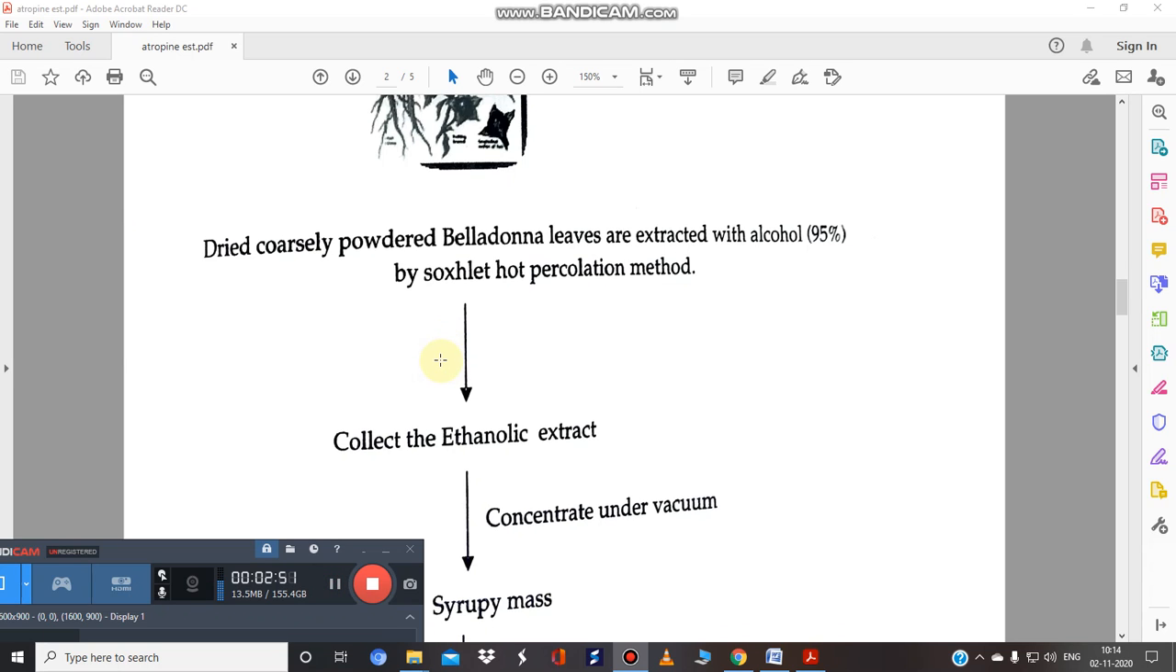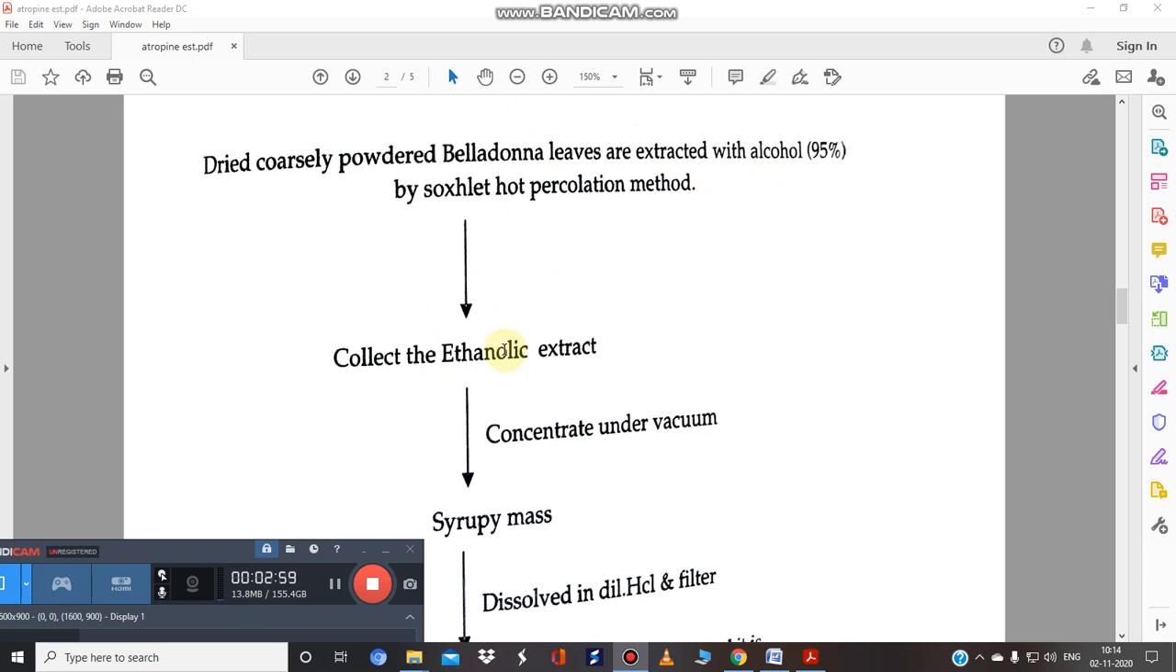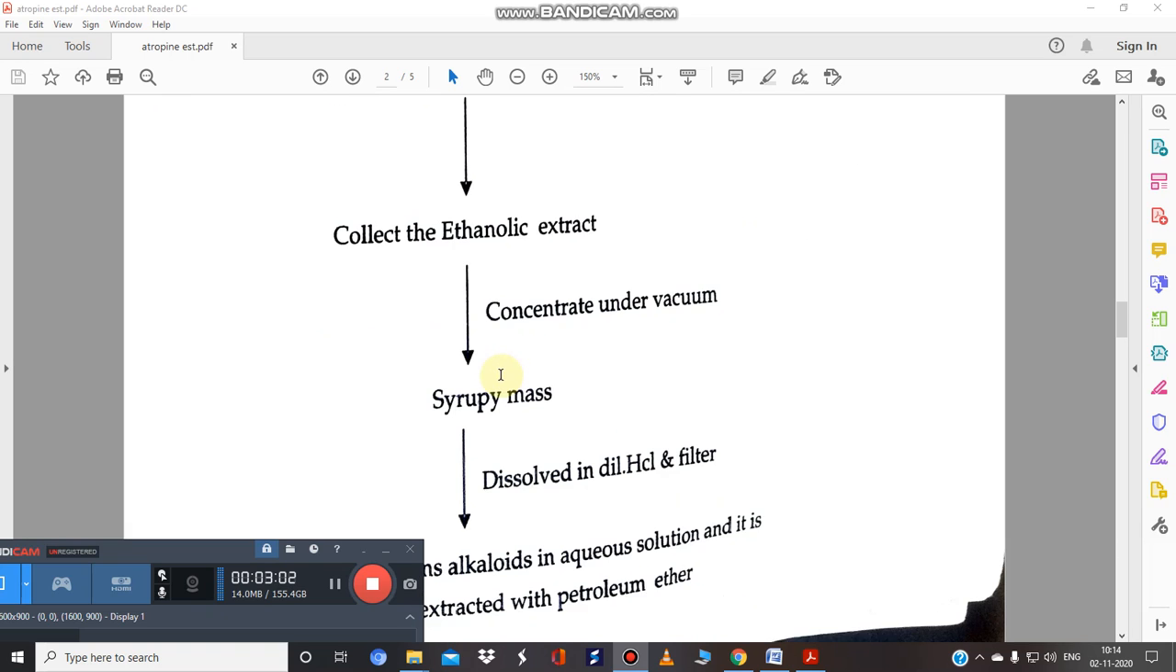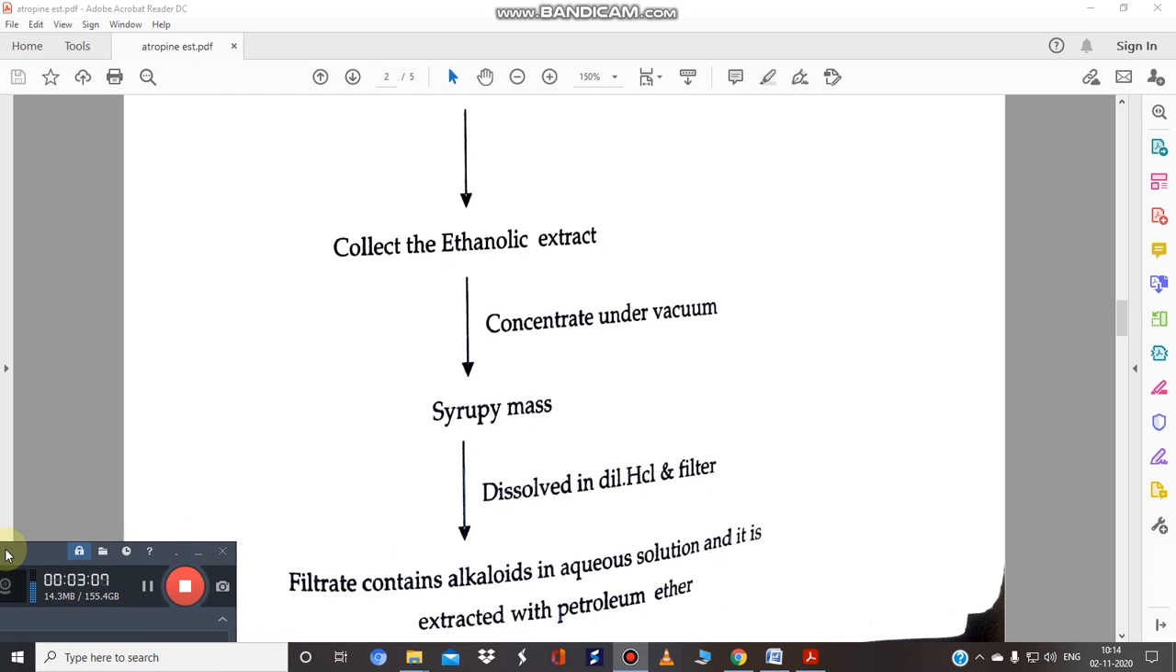After the extraction, we collect the ethanolic extract, because we have used alcohol, ethanol, as the solvent. Then we concentrate it, and finally we dissolve it in HCl and then filter. I hope you remember the addition of acid and base in an alkaloidal drug, because we have already completed this point. The filtrate contains alkaloids in the aqueous solution and is extracted with petroleum ether.